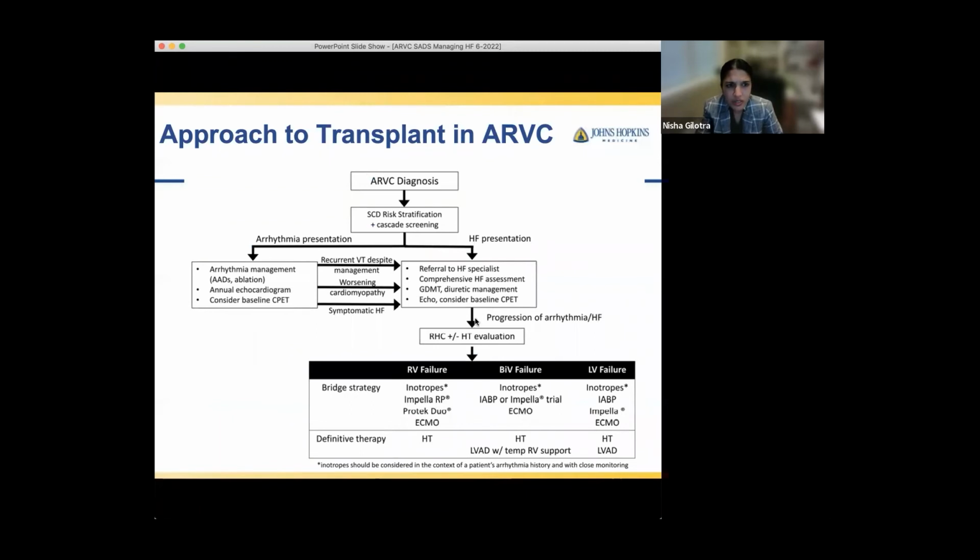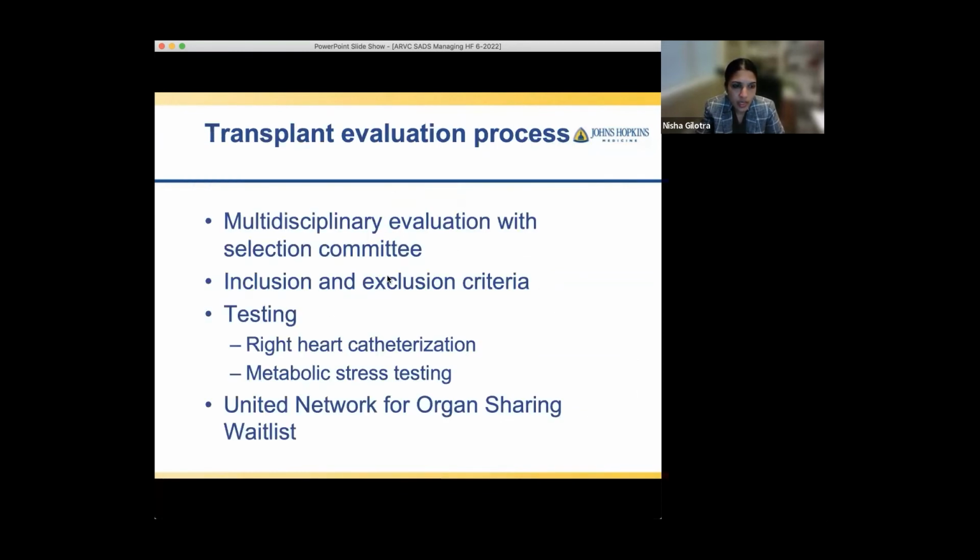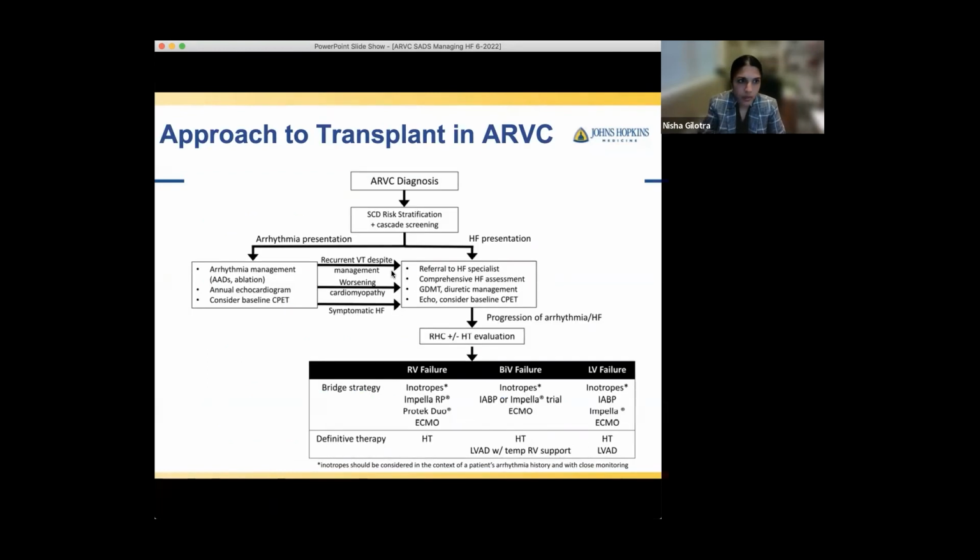And so this is a figure one of my colleagues, Paul Shield, put together. And it's kind of our approach to transplant and ARVC. So you've made the diagnosis, and maybe someone has more of an arrhythmia presentation, managing that.